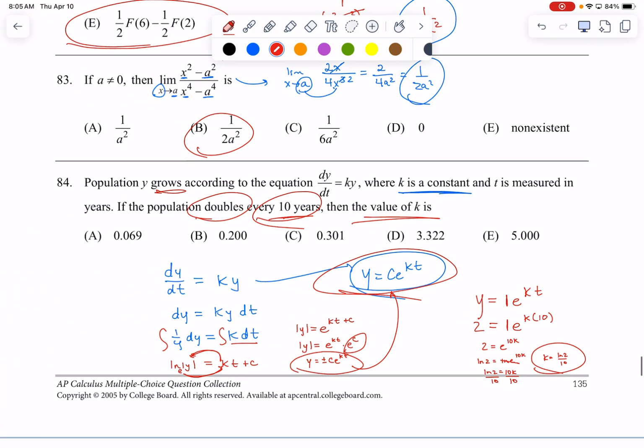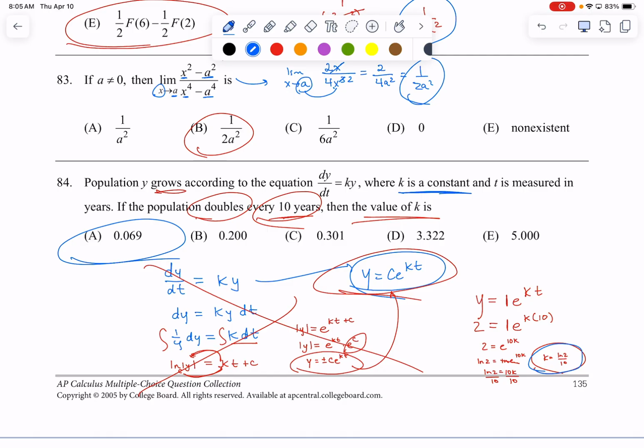Now, some people are like, that's a lot of work. You shouldn't have to do any of this work over here. Natural log of 2 divided by 10, what is that? Well, this is the growth constant. This is how it's growing. 0.069. Yep, so A.